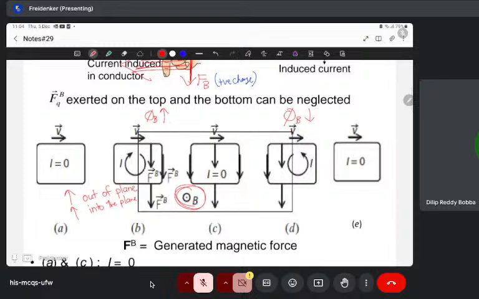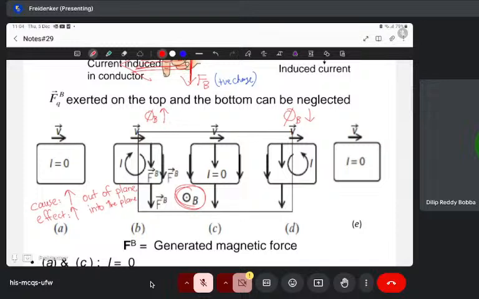This is what is happening. I'll write this as the cause. Something is happening, and the effect is this one. You're increasing magnetic flux in the outward direction. So the effect is that magnetic flux will be generated in the opposite direction as well. That will be into the plane.